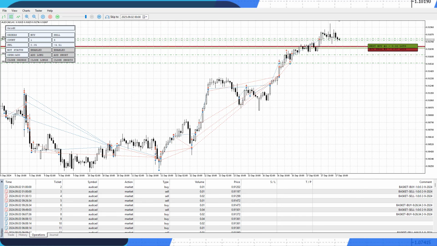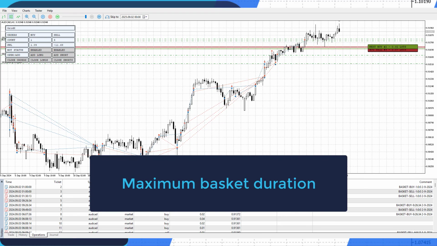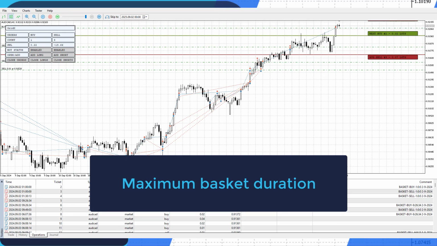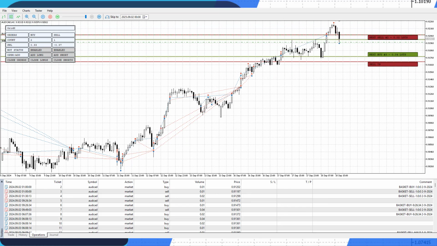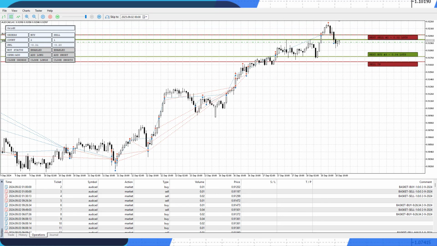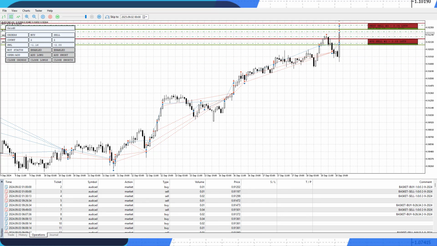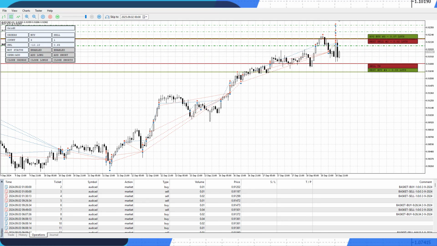Another useful feature is the maximum basket duration option. This closes all open trades if the basket has been running too long, for example, more than 24 or 48 hours. This avoids getting stuck in trades for days in difficult conditions, and also mitigates swap fees impact.